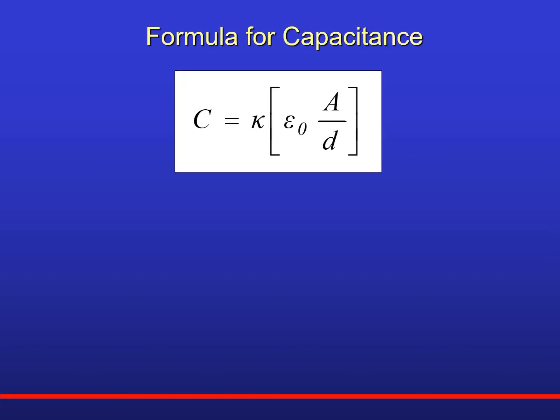Okay. Here's the formula for capacitance. Remember that kappa, the dielectric constant, is the ability of the material between the plates to polarize and partially cancel the electric field that's caused by the charge on the two plates. This epsilon is a constant. We're going to look at that.